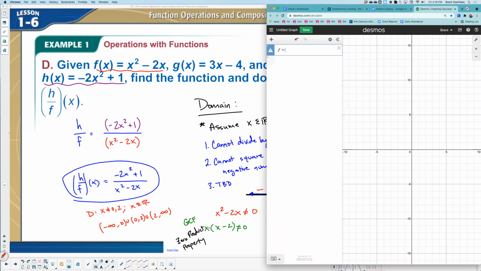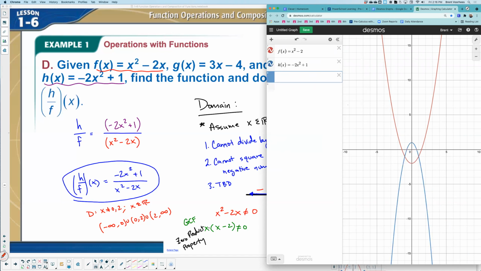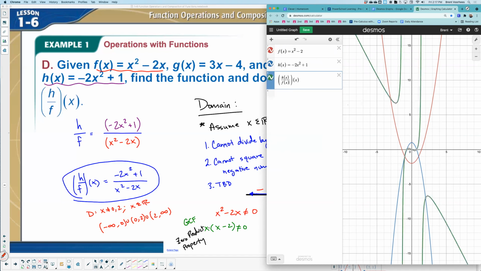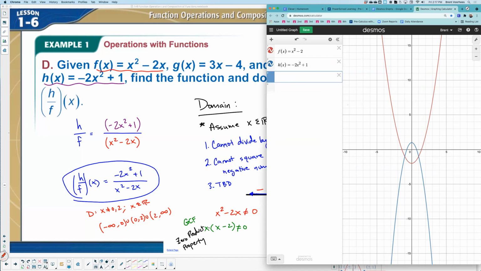So f of x is x squared minus 2x. H of x was negative 2x squared plus 1. We were looking for h of x divided by, I don't know if it'll let me do it the same way. Let me try it. H divided by f of x. Let's see if it works that way. It doesn't. You have to do it each individual. H of x divided by f of x. Let me take off this x. That's not working. Let me try g.